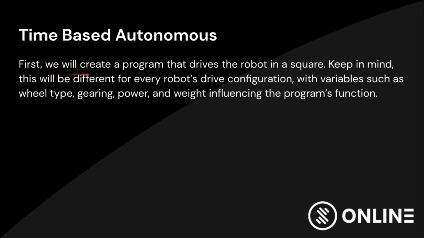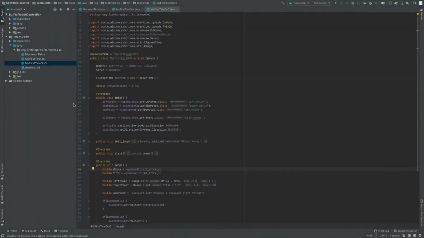So first, we're going to create a program today that drives the robot in a square. This might not work for each of your robots if you try pasting this code directly in, because every robot has a different drive configuration with different variables such as wheels, gearing, power, and weight, influencing how the turns work. So to do this, you should already have Android Studio open.